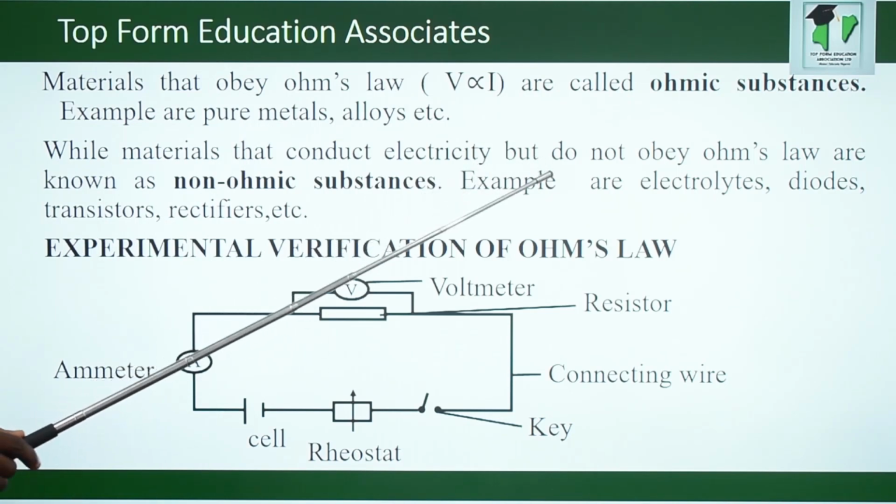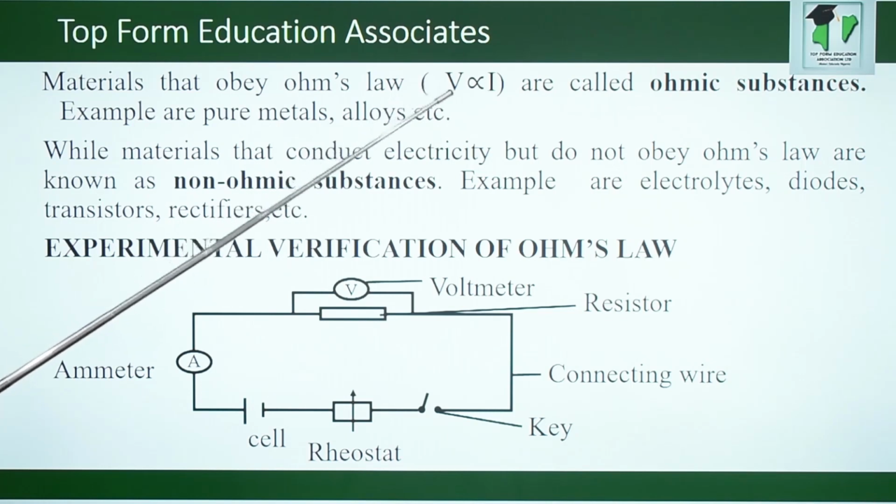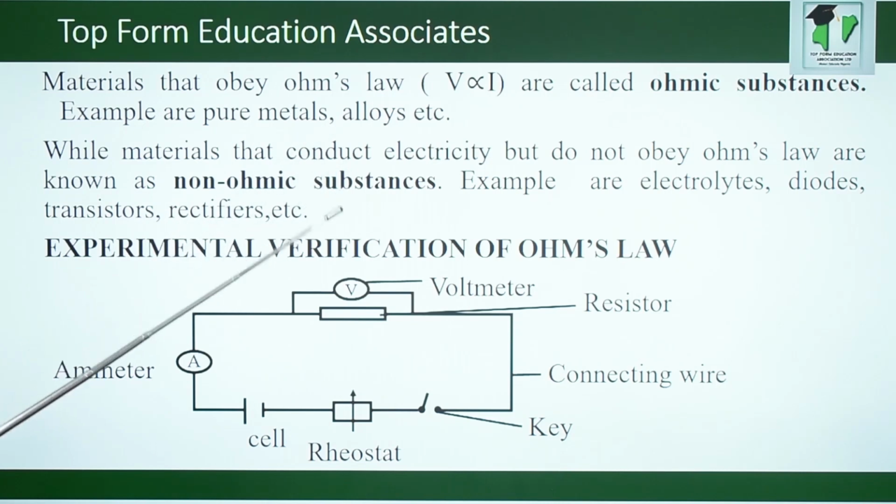Quite alright, they conduct electricity but they do not obey Ohm's law. They do not obey the formula that V is directly proportional to I. So we call them non-ohmic substances. Examples are electrolytes. We have diodes, transistors, and rectifiers. These are also electric circuit components. They are known as non-ohmic substances.